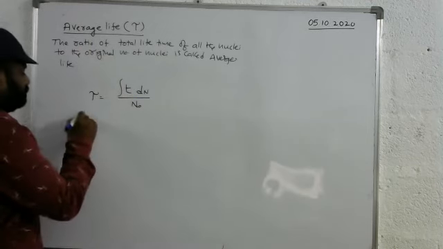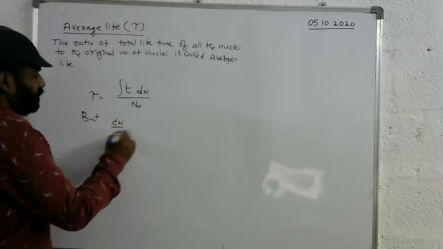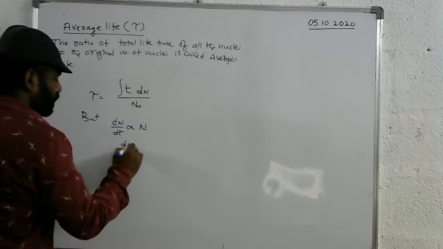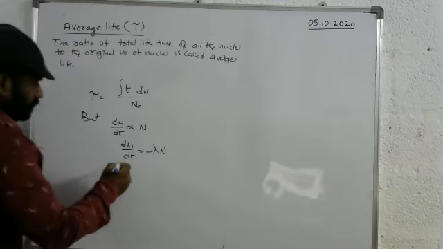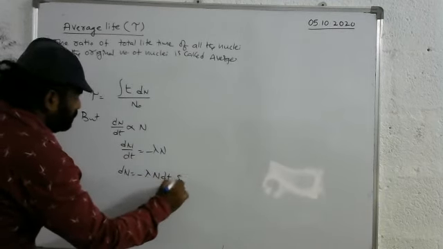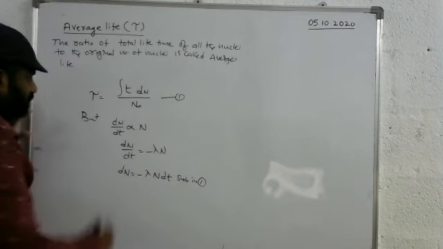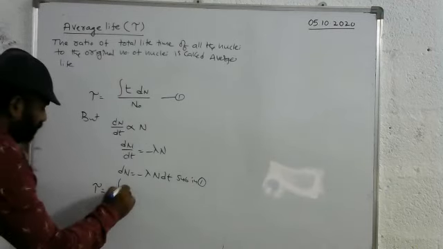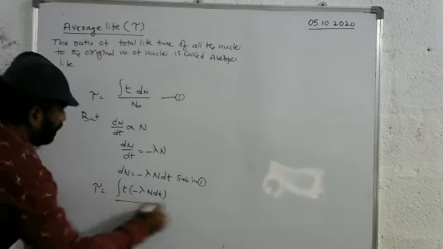But we know that dN by dt is directly proportional to N. dN by dt equals minus lambda into N. dN equals minus lambda N into dt. Substitute this value in the first equation. Then tau equals integral T dN, which means we have minus lambda N dt by N naught.